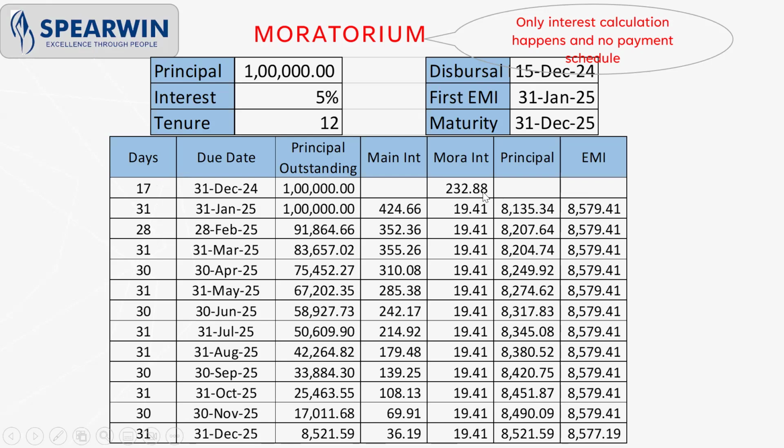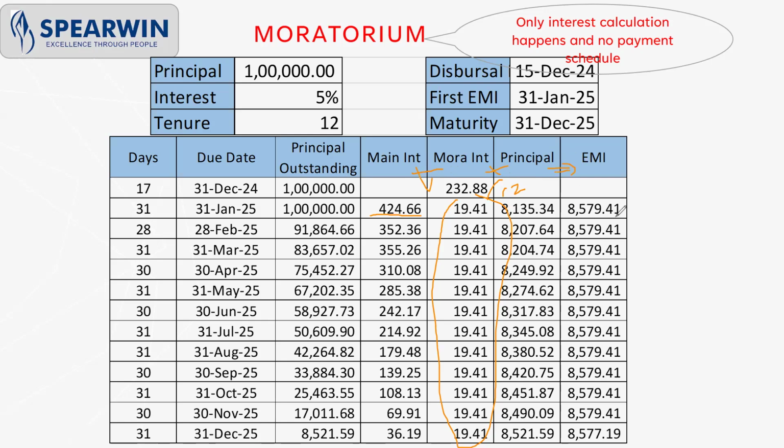So this 232 can be equally split across the month, across the EMI schedules. This divided by 12 arrives at 19.41. This will be added to every schedule. Apart from this, earlier we have seen how the main interest is calculated based on the outstanding principal. The system arrives at the main interest, and main interest plus moratorium interest plus principal, all together is arrived at the EMI amount.